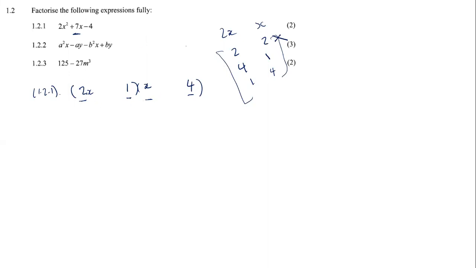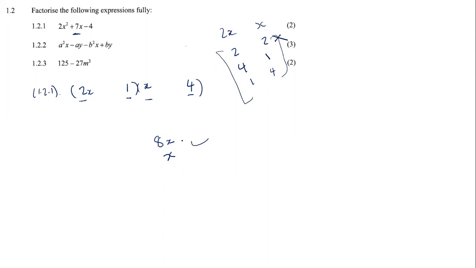Now, 2x multiplied by 4, how much do we get? We get 8x. 1 multiplied by x gives us x. Now, when we add these two products, are we going to get the middle term? No, we're going to get 9x, because 8x plus x gives us 9x. But let's subtract them. 8x subtract x, am I going to get 7x? Yes.